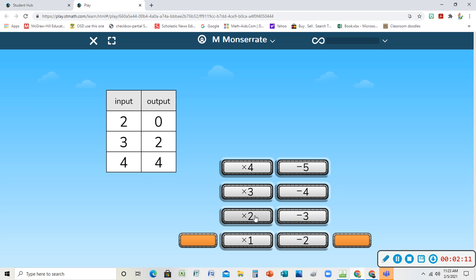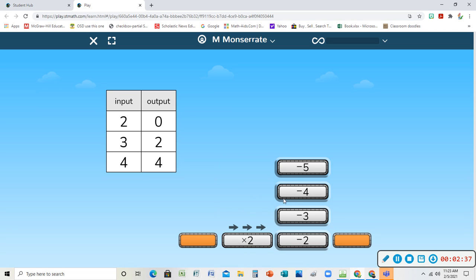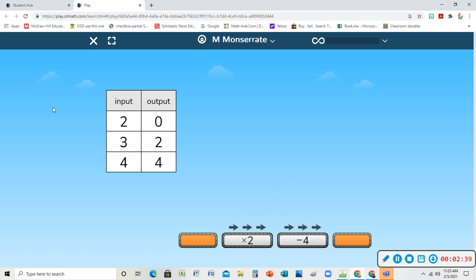Let's see. How about 2 times 2? And then take away 4. Because 4 times 2 would be 8, and then if I took away 4, I'd still have 4. Let's see, 3 times 2 would be 6, and I take away 4, and I have 2. So that's what I'm going to do. First, I'm going to times 2, and then I'm going to take away 4 from each one.